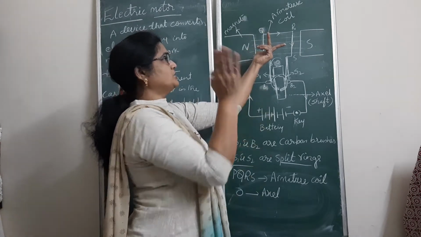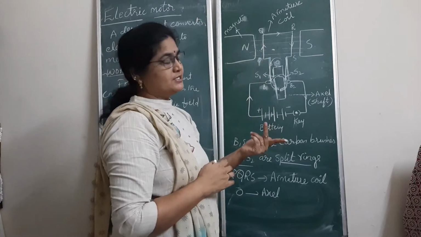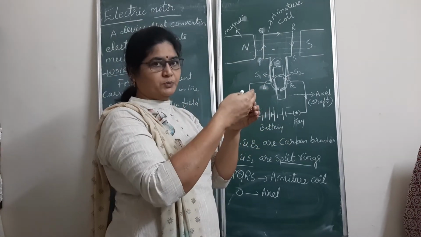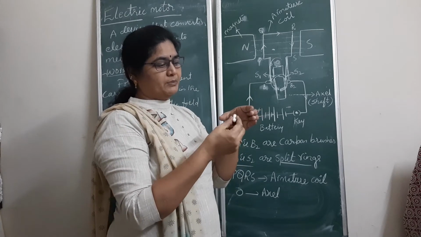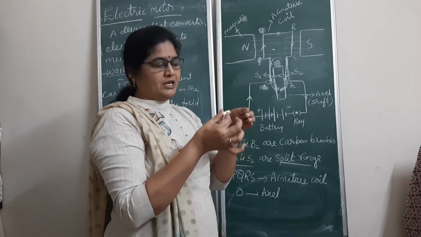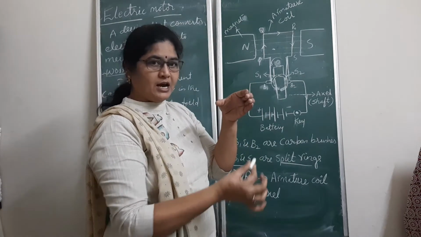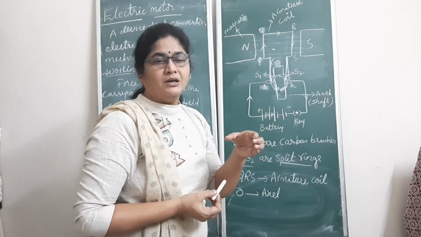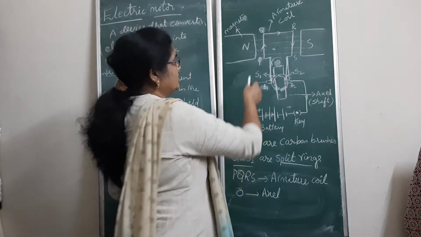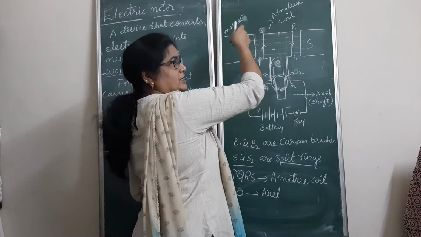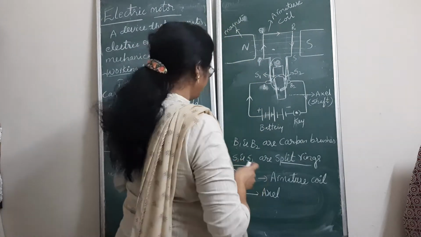So this thumb is showing downward force. Now, if you take a magnet with north pole and south pole, and you keep an armature coil this way, perpendicular to it, then this side of the coil experiences a downward force and the other side experiences an upward force. That means PQ experiences a downward force and RS experiences an upward force.